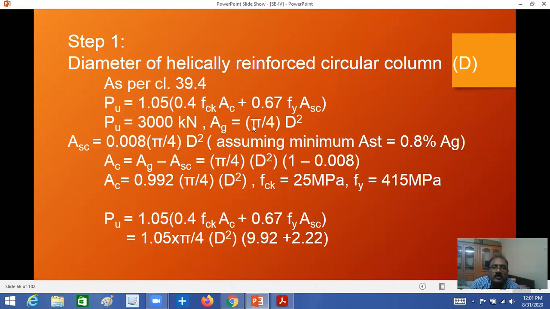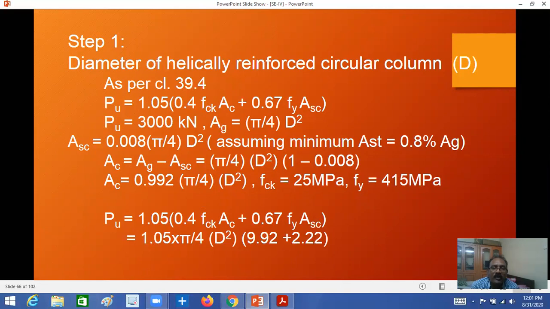And A is equal to, as you know, for a circular column the area is pi d squared by 4. That is the area of cross section of the column. Then how to calculate the area of compression steel? Assume the area of compression steel provided is minimum 0.8%, because for all columns it is 0.8% to 4%. Whenever overlaps are there, up to 6%, but maximum 4%. So Asc is 0.008 into pi d squared by 4.